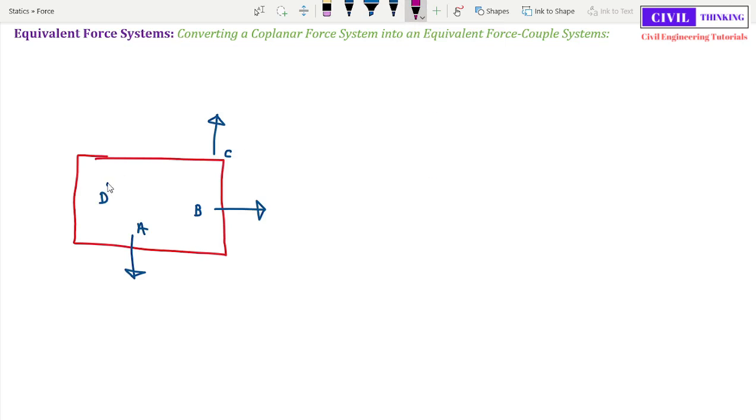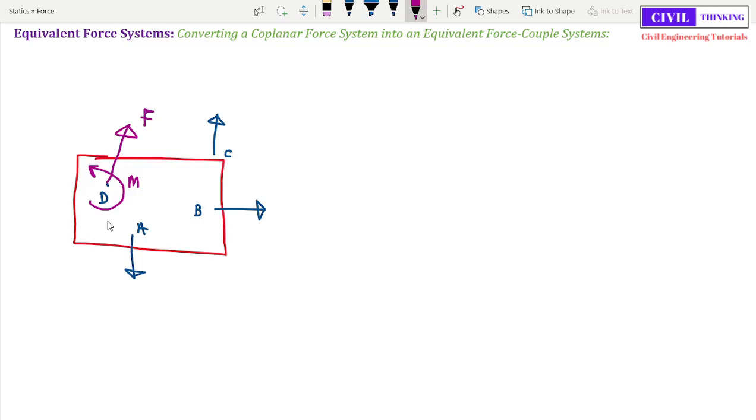For example, this is the single force, and we have a single moment here. We represent all these forces with the help of only one force at point D and a single moment M. Then we say this is an equivalent force couple system. Now we will see how to do that. What is the procedure to do that?